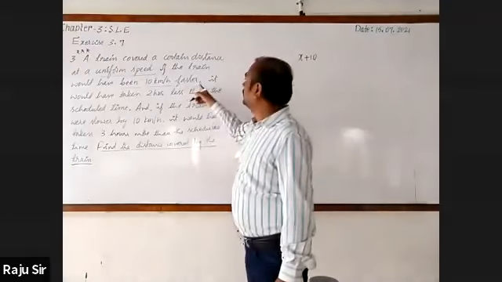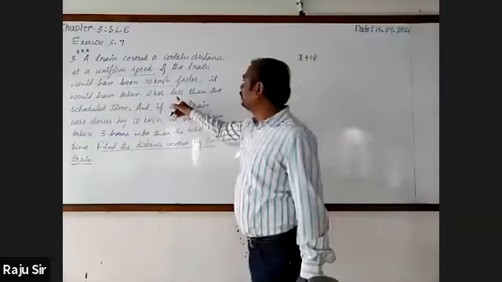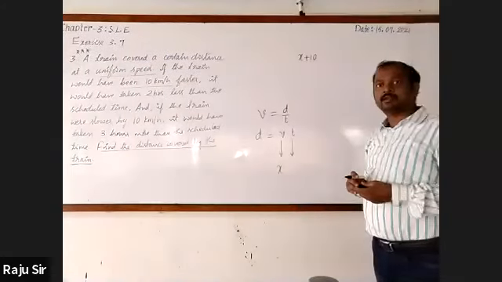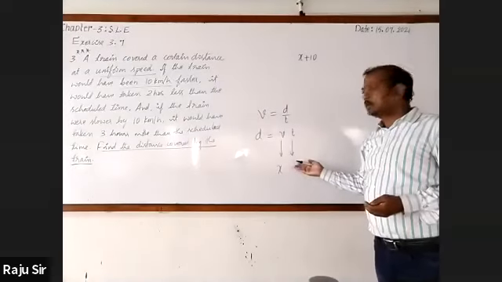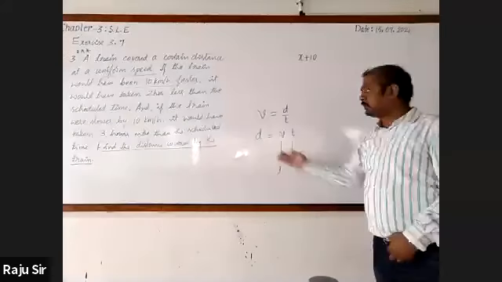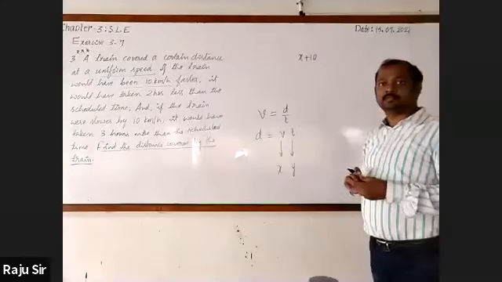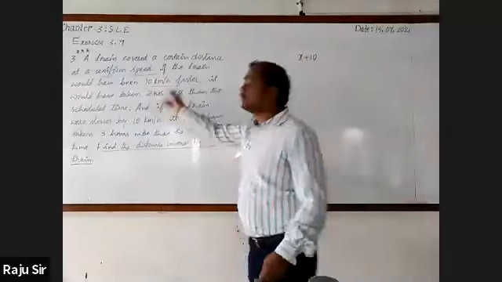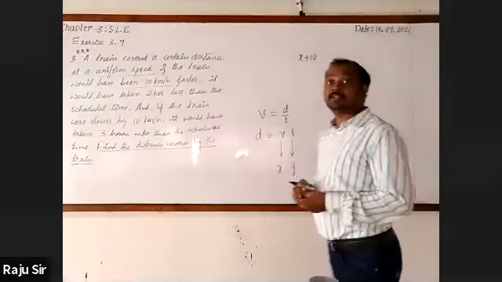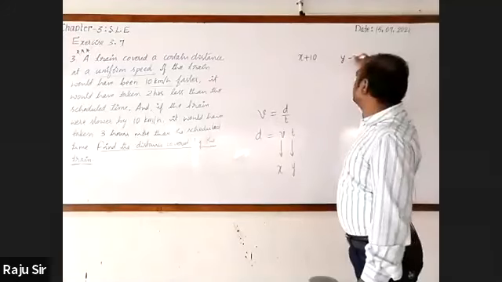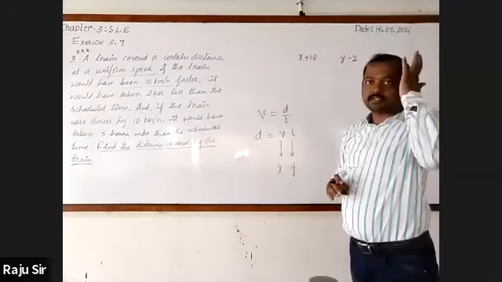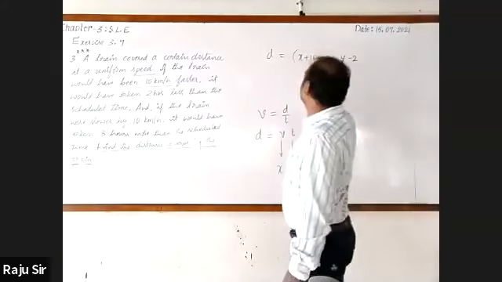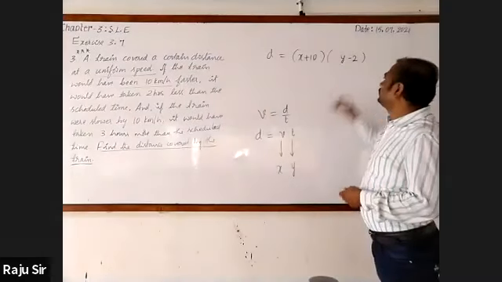Then it would have taken 2 hours less than the scheduled time: y minus 2. But what is the scheduled time? We do not know. I take this as y. So as given, it takes 2 hours less than the time: y minus 2. Then what is the distance? xy. Distance is equal to (x plus 10) into (y minus 2).